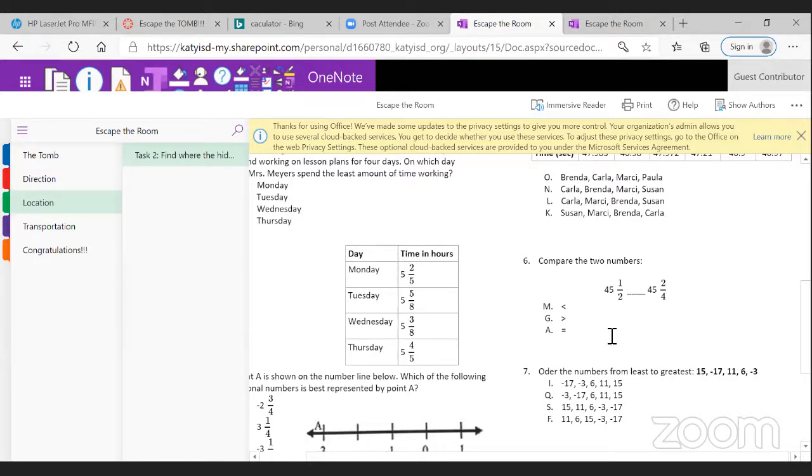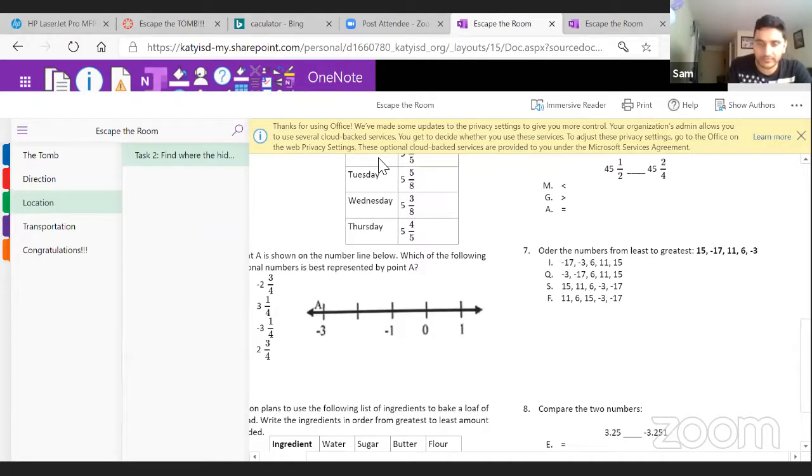A is 6. Okay, so you got number 6, right? Okay, so we have to order these numbers from the least number to the greatest number, right? From the smaller one to the bigger numbers.